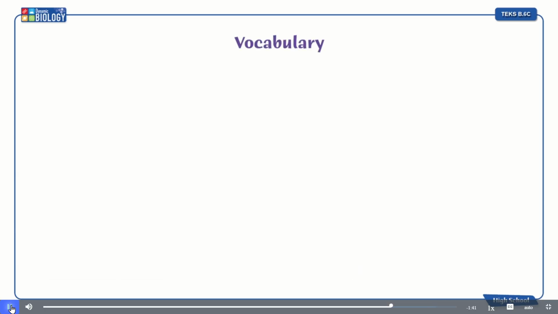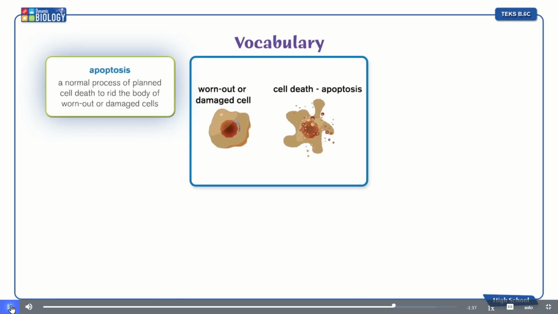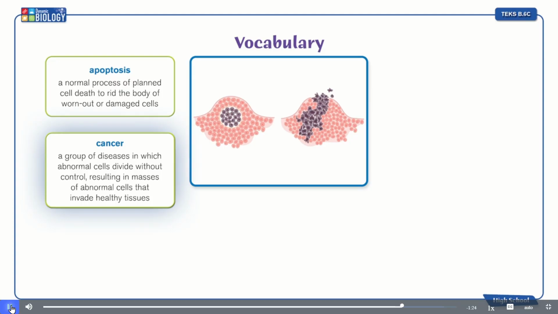Let's review the vocabulary in this lesson. Apoptosis, a normal process of planned cell death to rid the body of worn-out or damaged cells. Cancer, a group of diseases in which abnormal cells divide without control, resulting in masses of abnormal cells that invade healthy tissues.